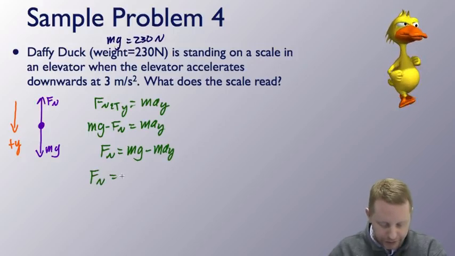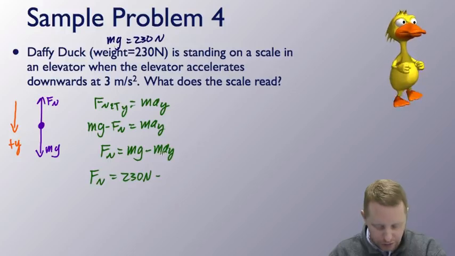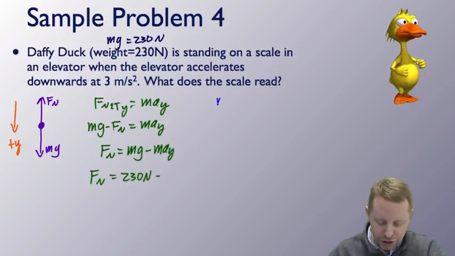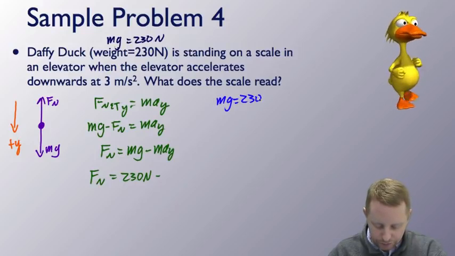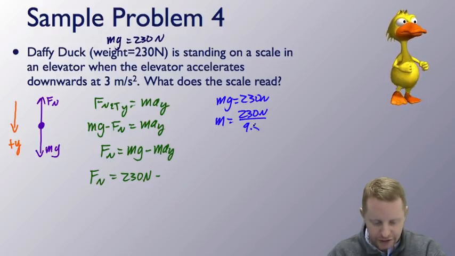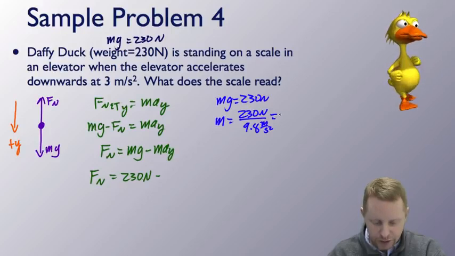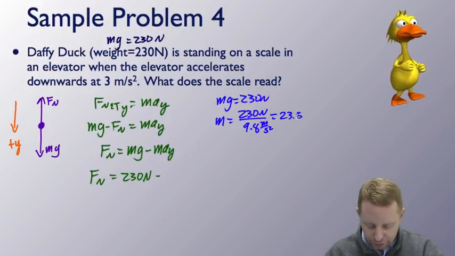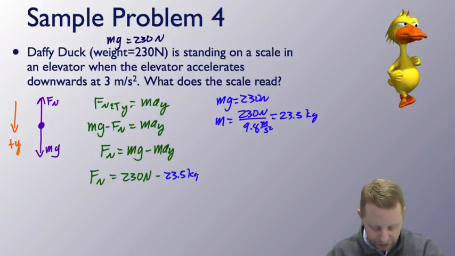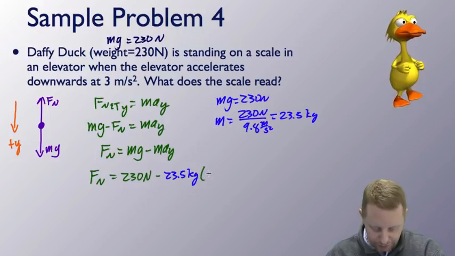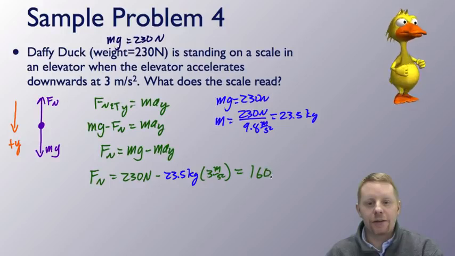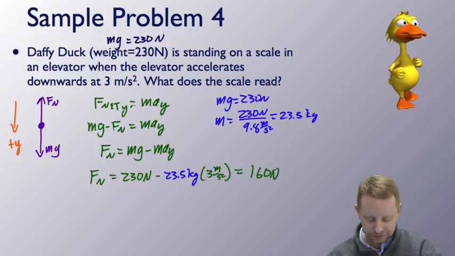So normal force equals, well, mg is 230 newtons minus may. We have to figure out m now. But if we know mg is 230 newtons, that means m is just 230 newtons over g, 9.8 meters per second squared, which is about 23.5 kilograms. So we'll replace m here with 23.5 kilograms multiplied by our a, 3 meters per second squared, which gives us a final answer of right around 160 newtons.